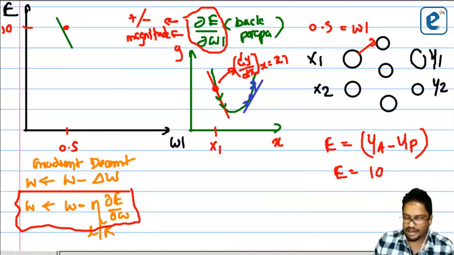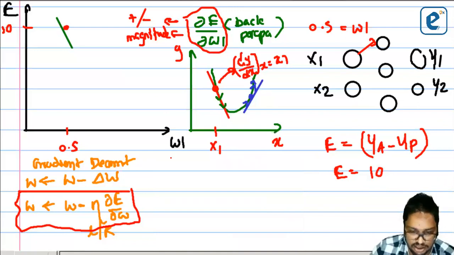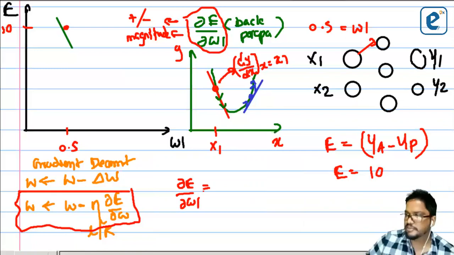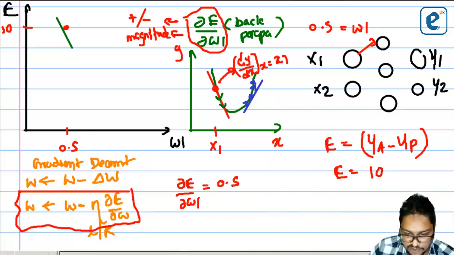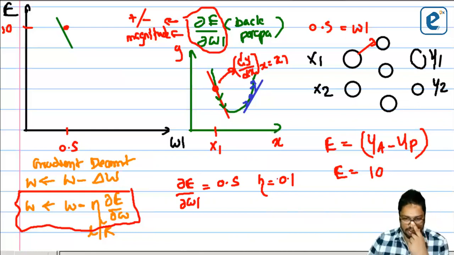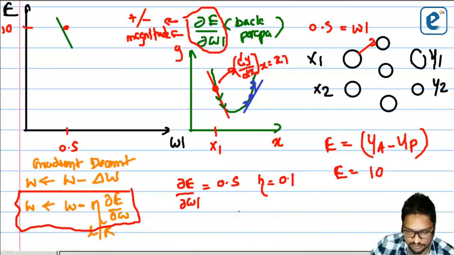Let's assume that the dE over dW1 value given by the backpropagation algorithm is 0.5, and assume the learning rate is 0.1. Now can you give me the new weight? The new weight will be the old weight minus. What's the old weight? You might get confused with this, so let's say 0.7.